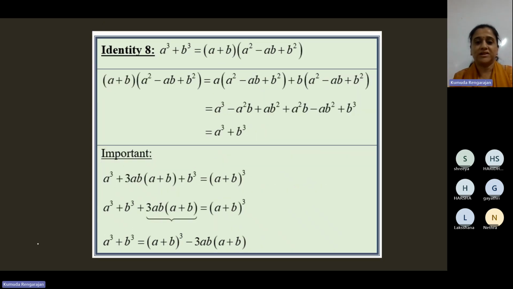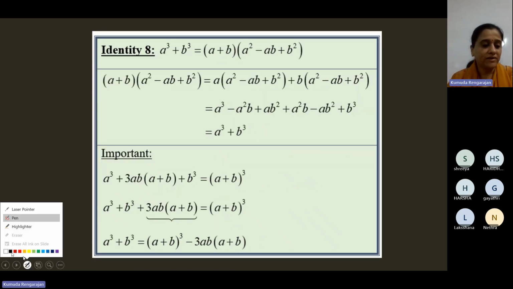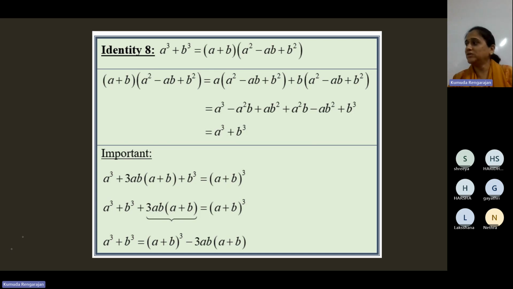Now we'll see how it's derived. To derive this, you need to take up the LHS. You need to take up that side where you can work something. Now this is very simple, a cube plus b cube. Take the other side. Here you can find the product, right? So take up the RHS here. When you work this side, the result should be a cube plus b cube.